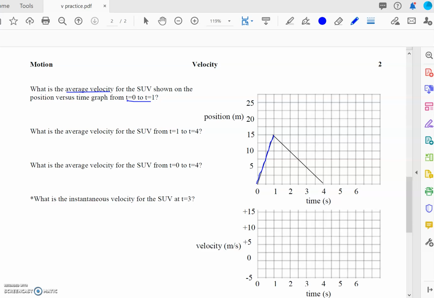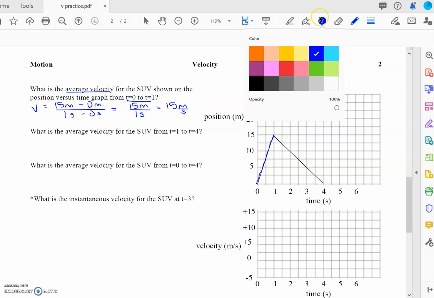It looks like this graph has a positive slope, so I'm going to expect that my velocity would be a positive number. Velocity is slope, so take your position of the SUV at 1 second, which is 15 meters, and subtract it from the initial position at 0 seconds, which is 0 meters. When you divide by the time period, you end up with a velocity ratio that is 15 meters in 1 second, and you can just go ahead and write that as 15 meters per second. That is a large positive number, which matches the slope of the graph that we see.